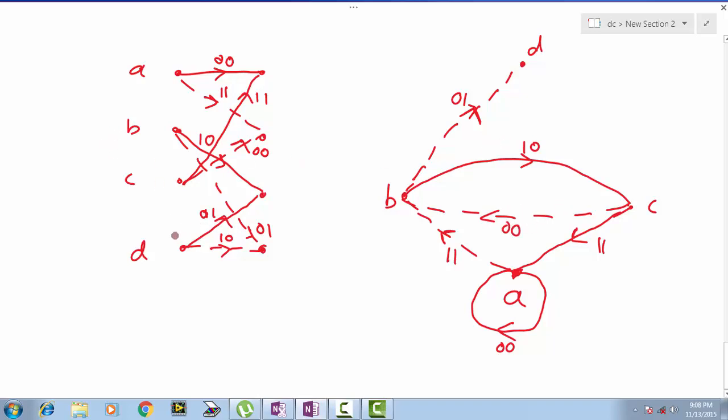Now come to state D. If the input bit is 0, solid line, we are moving to state C with output of 0 1. So solid line with arrow mark and output 0 1. When the input bit is 1, we are moving to the same state, that is D itself, and output is 1 0. So dashed line arrow mark with output of 1 0. So this representation is called as state diagram.